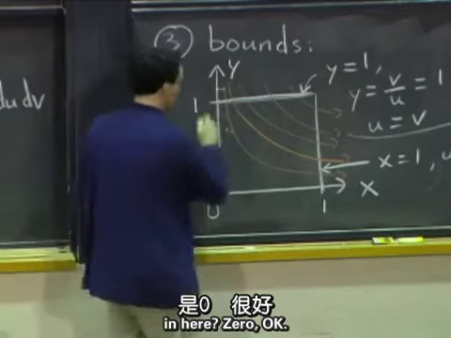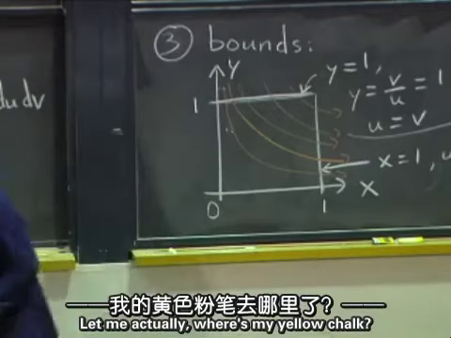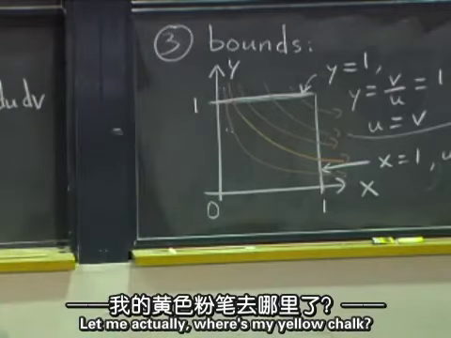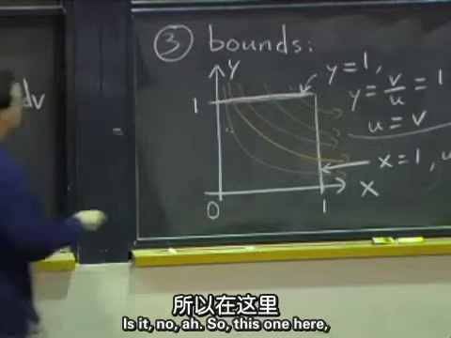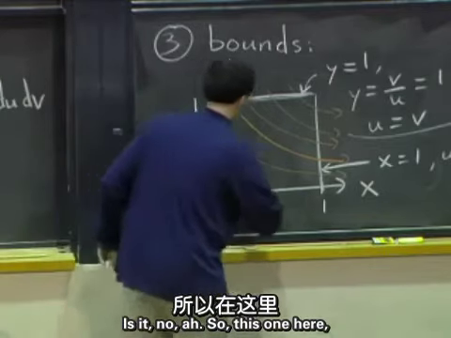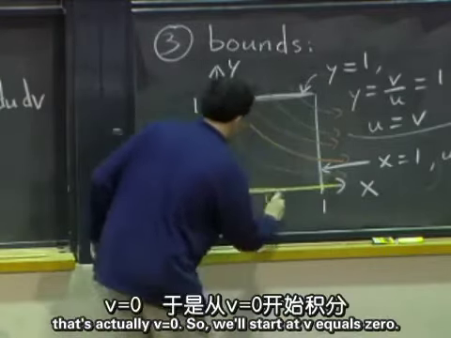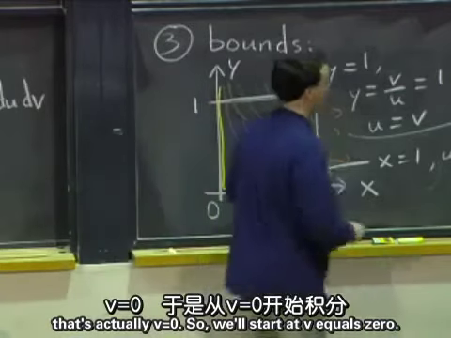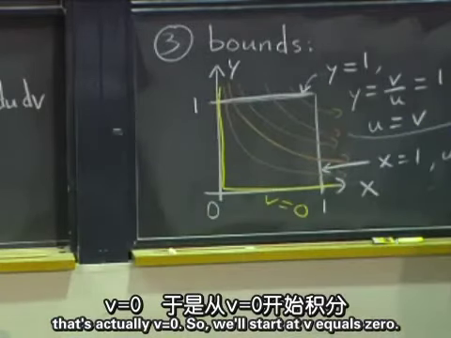0, okay? Let me actually, where's my yellow chalk? Is it? No. Ah. So this one here, that's actually v equals 0. So we'll start at v equals 0.